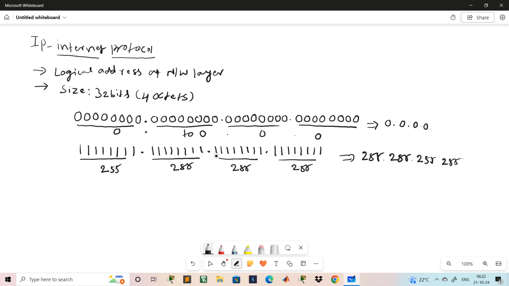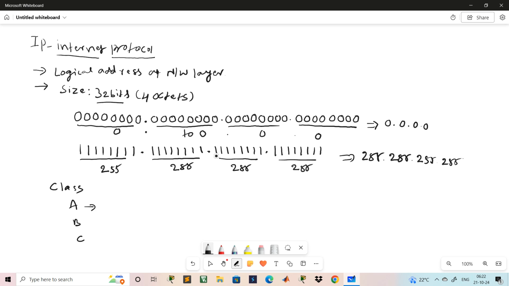There are three classes we'll be using in the public domain. The other two classes are reserved for defense and research purposes. So the first one is class A. This is class A, class B, and class C. The total IP size will be 32 bits.